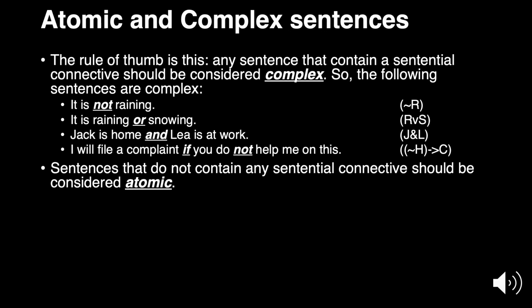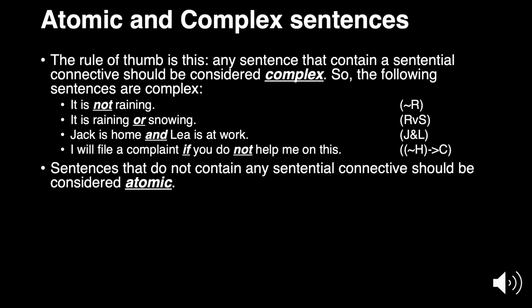And sentences that do not contain any sentential connective should be considered atomic. So if you have a sentence, "it's raining," that's an atomic sentence. "Jack is home," that's also an atomic sentence. "I'll file a complaint," that is an atomic sentence. But if you combine any of these using any of the sentential connectives, the resulting sentence will be complex.